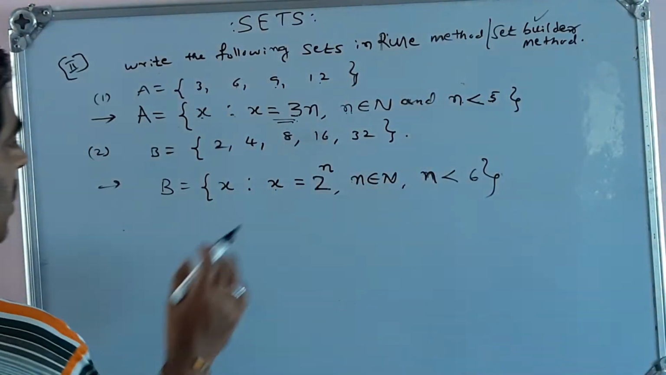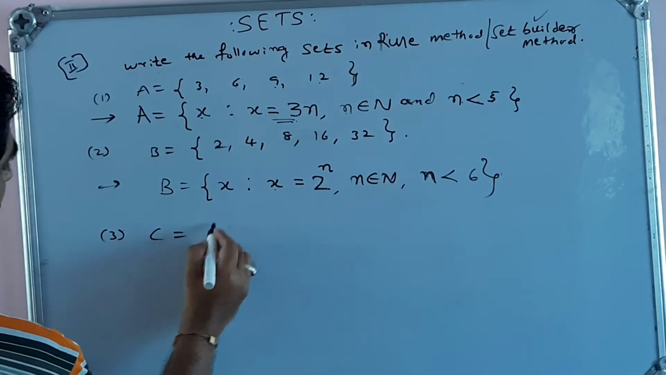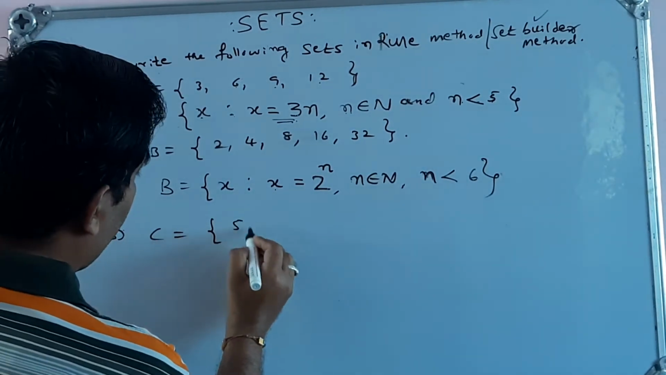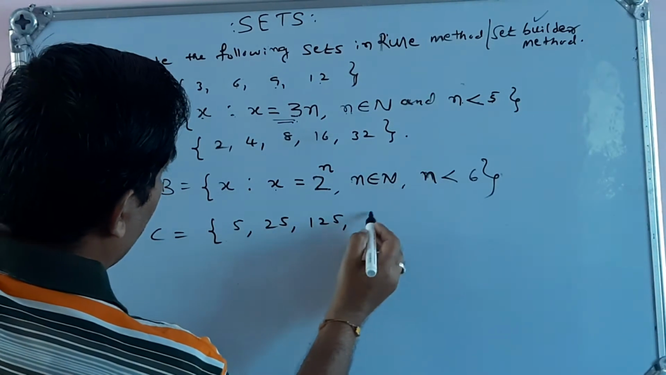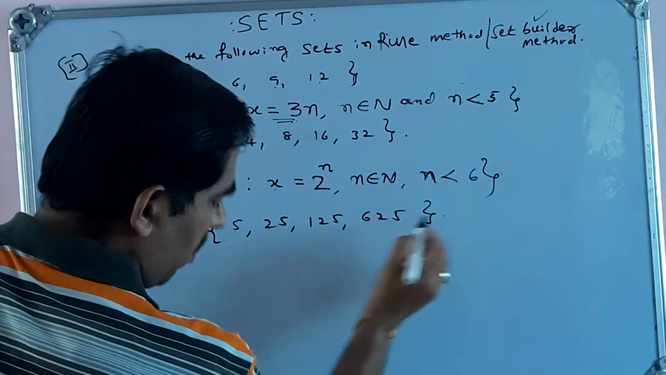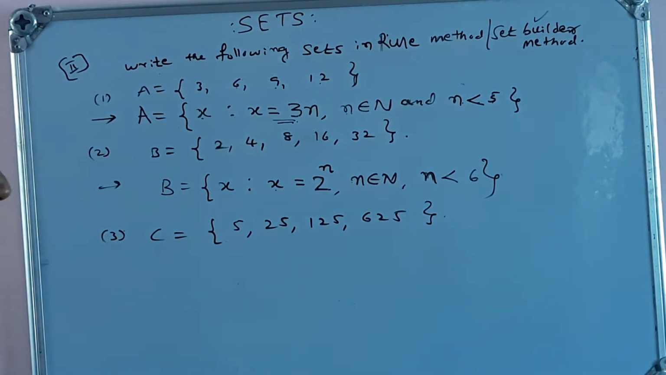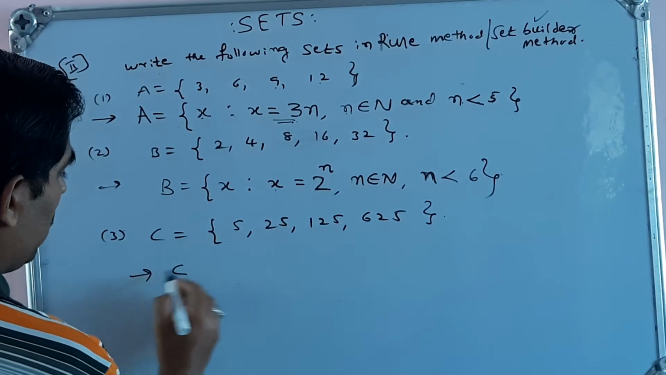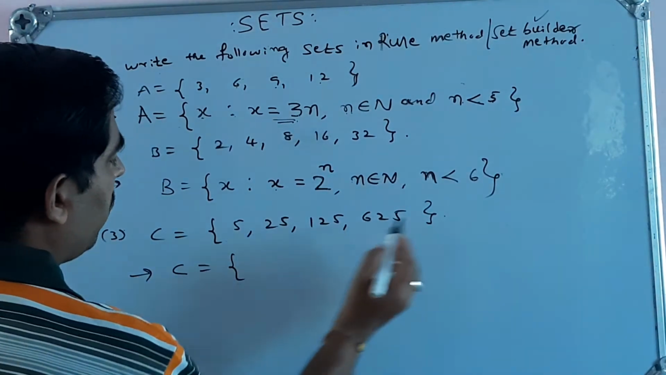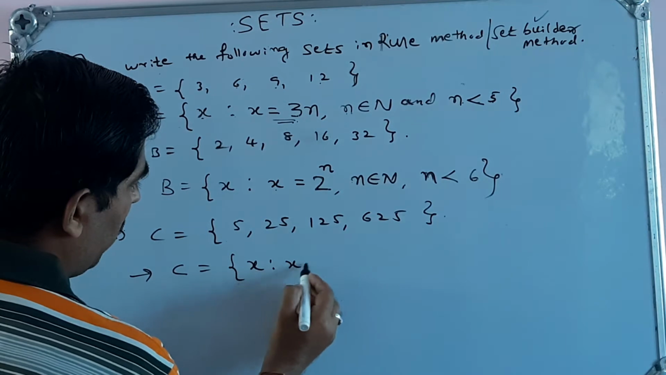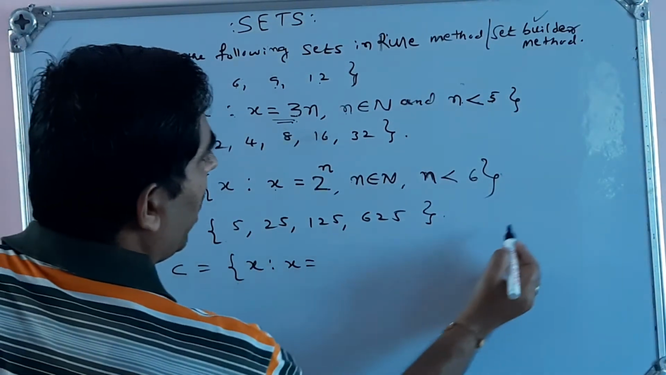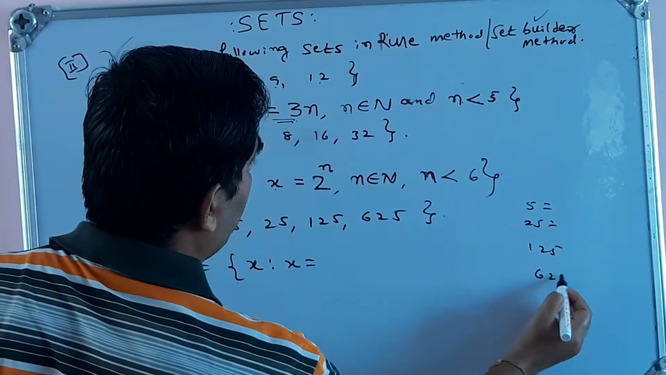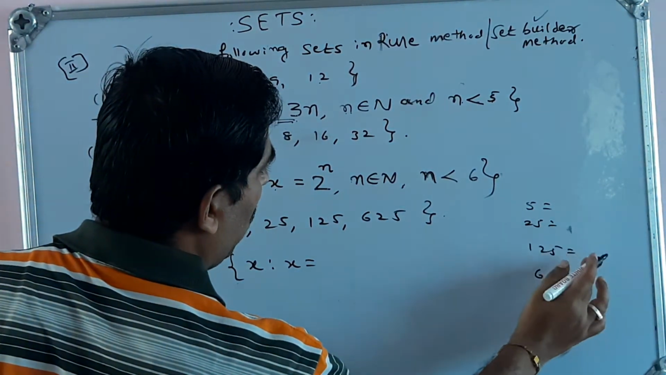So let me consider another example. Let me consider the third one, a similar kind of example. Let me take 5, 25, 125, 625. Observe carefully. So I have listed some elements 5, 25, 125, 625, and I have to convert this to set builder form. So x such that how do you define the element here? That is the question here. After 5, I have written 25, then 125, then 625.